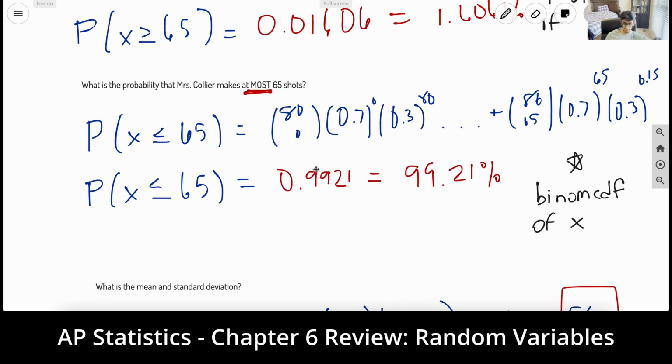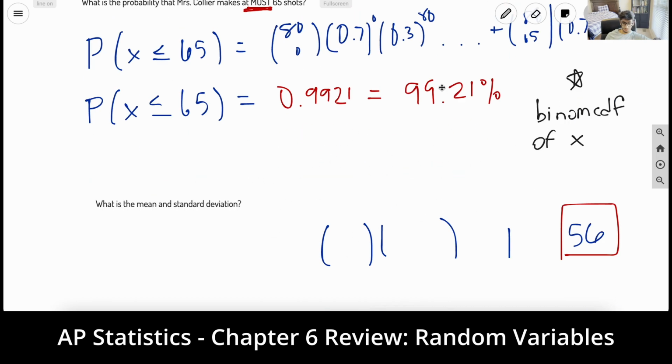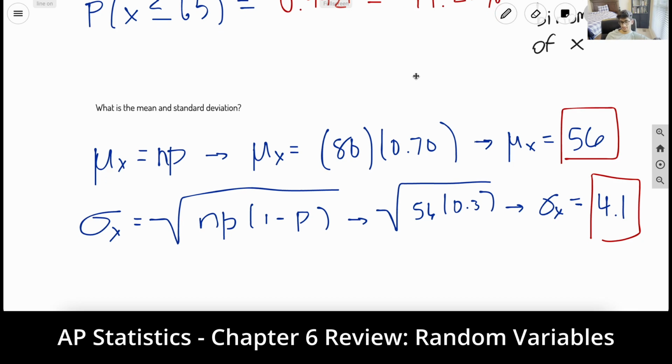And then mean and standard deviation. The mean is equal to n times p. Our n in this case is 80, and our p is 70%. This came from the problem. All you have to do is multiply that to get our mean, which is 56. And then for standard deviation, we use this formula, plug everything in, and we get 4.1.